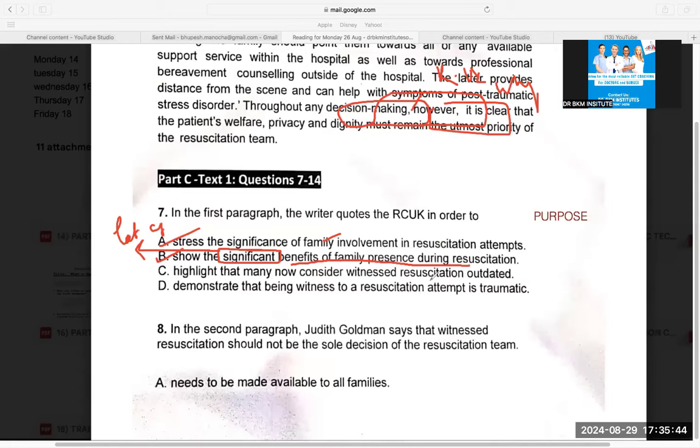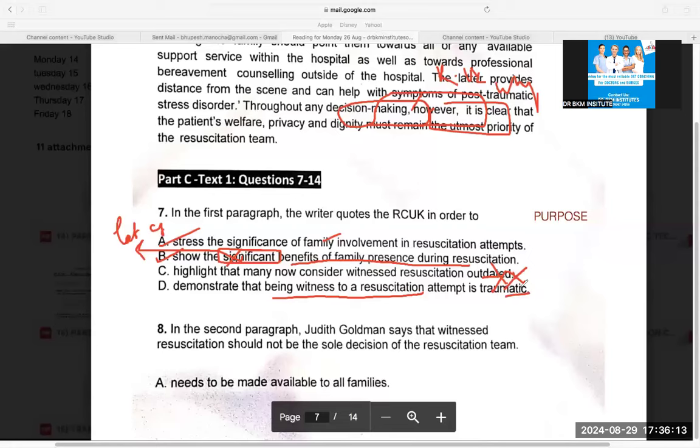Highlight that many now consider witnessed resuscitation outdated. Outdated means, like, oh, your dress is very outdated. Outdated means now it is not worn. So outdated means it is a thing of the past, but they said that the past thing is still considered. So it is not outdated. So you can eliminate this outdated word. In the B option, I am eliminating the word significant. Demonstrate that being witness to a resuscitation attempt is traumatic. No, they said not being present in the resuscitation attempt is more traumatic. So the main purpose should be A or B.